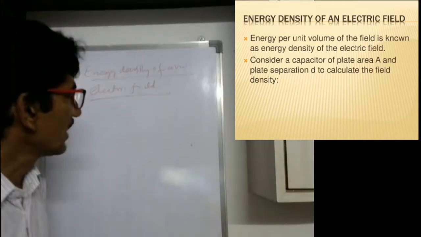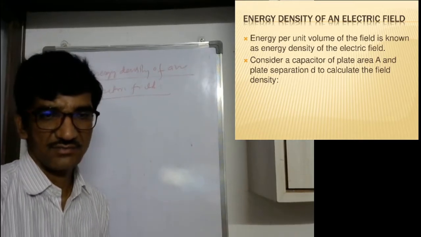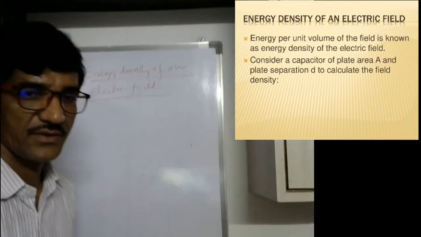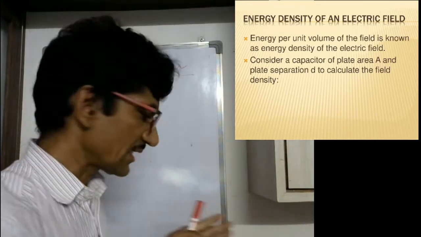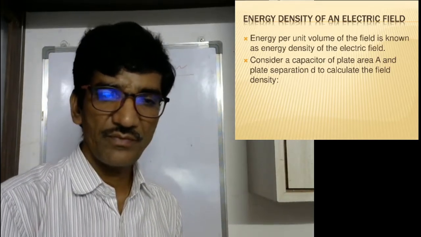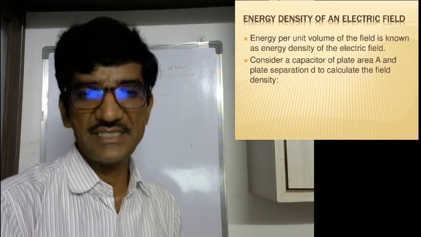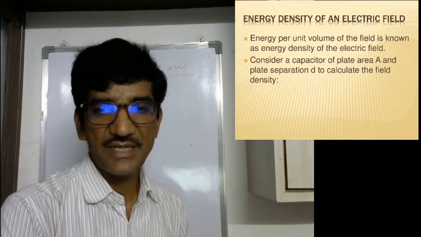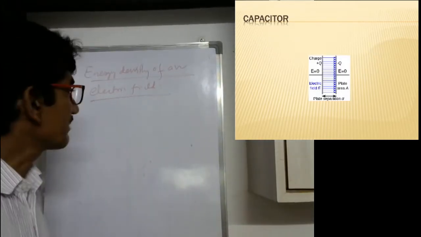So I am considering the parallel plate capacitor, where we have obviously the field between the two plates. There is an electric field between the two plates of the parallel plate capacitor. Now let us try to find the energy density in between the two plates of a parallel plate capacitor. You see, here this is a parallel plate capacitor.